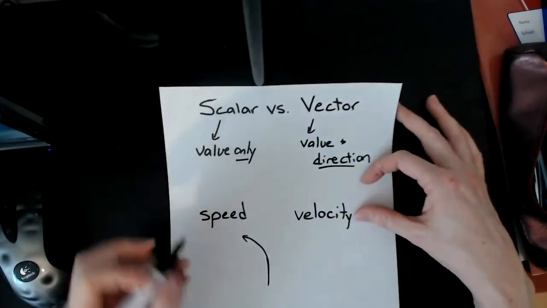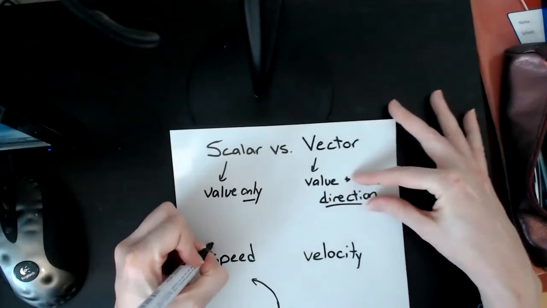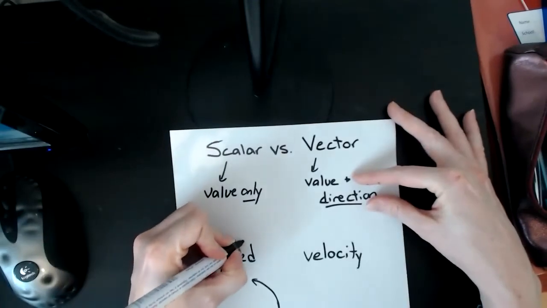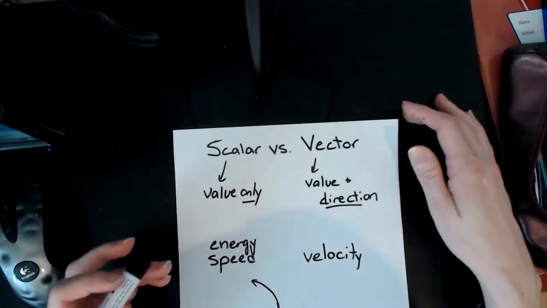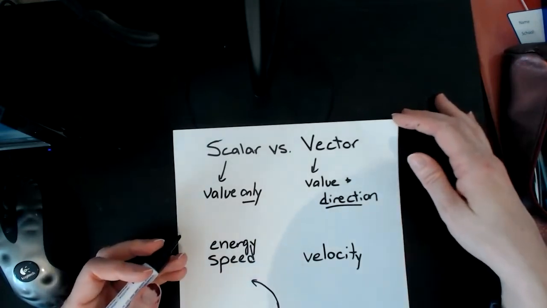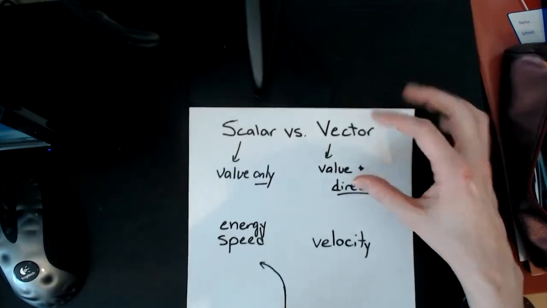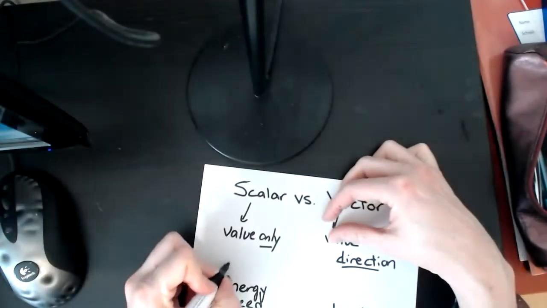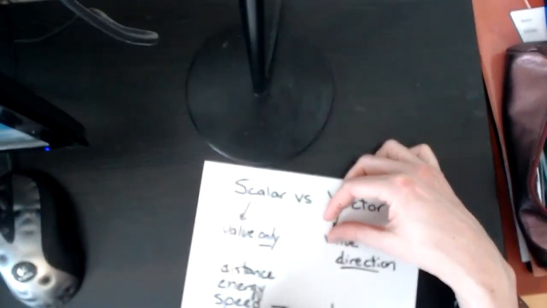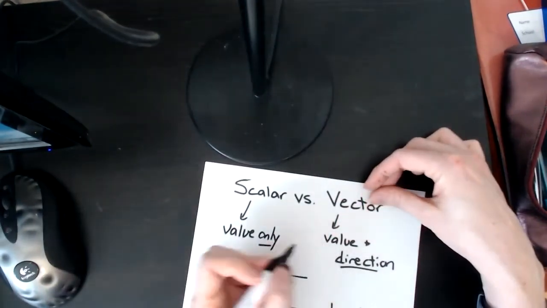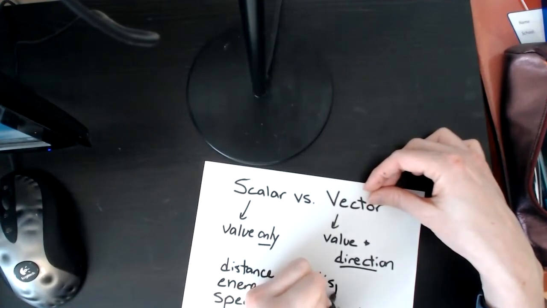Energy is also scalar. Vector quantities also include displacement as opposed to distance. So the scalar equivalent would be distance, and the vector equivalent of distance would be displacement. It doesn't come up that often.